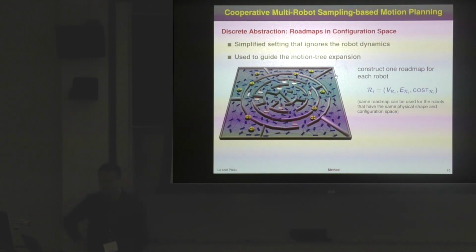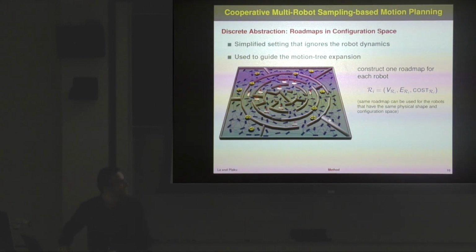And now some more technical details. So this is a roadmap that is constructed by doing sampling-based PRM, probabilistic roadmap. So you sample a bunch of configurations, check which ones are in collision, ignore those, keep the ones that are not in collision, and connect neighboring configurations with collision-free paths. This gives rise to a graph. You have vertices, edges, and costs.